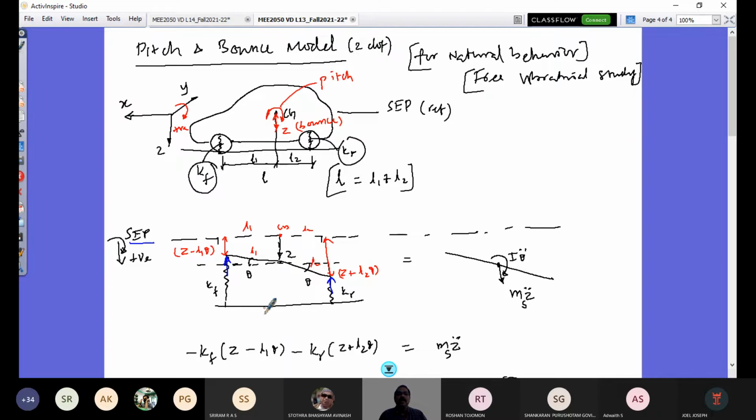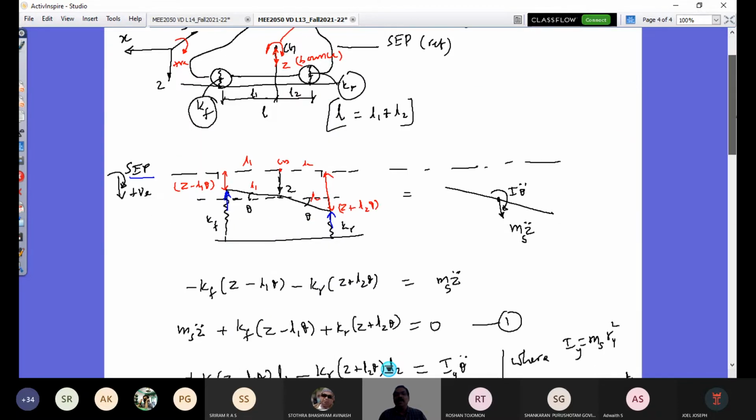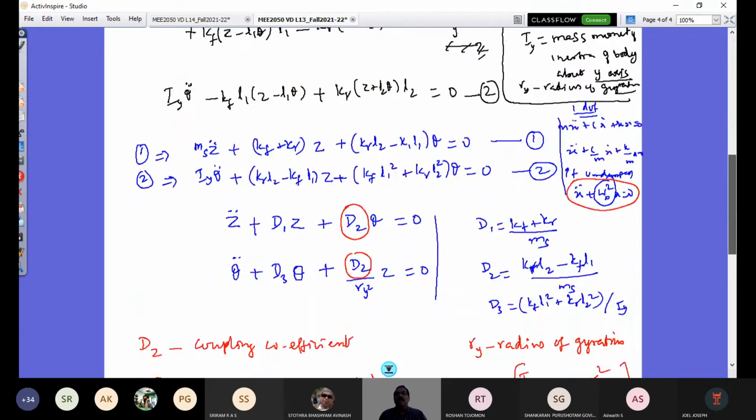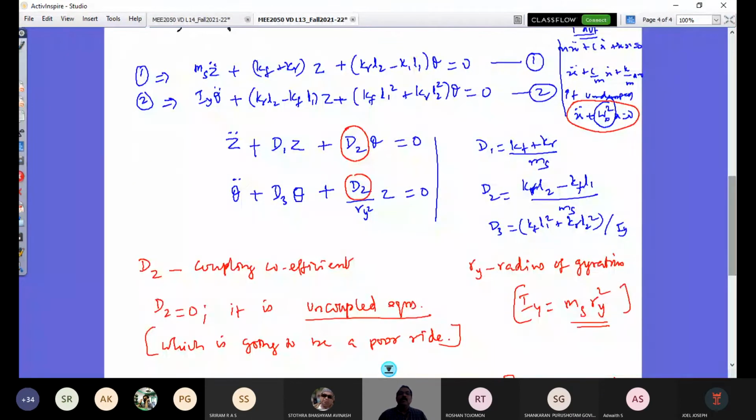In the second step, to get the governing equations, we applied the Newton-Euler equations and got equations 1 and 2. We were able to comfortably write them in this form, where we define the coefficients D1, D2, D3 nicely with the vehicle parameters: the suspension spring parameters, vehicle body mass, the mass moment of inertia of the vehicle about the y-axis, and the dimensions related to the vehicle, the CG location from the front axle and rear axle, referred to as L1 and L2, and so on. So this is what we have seen.